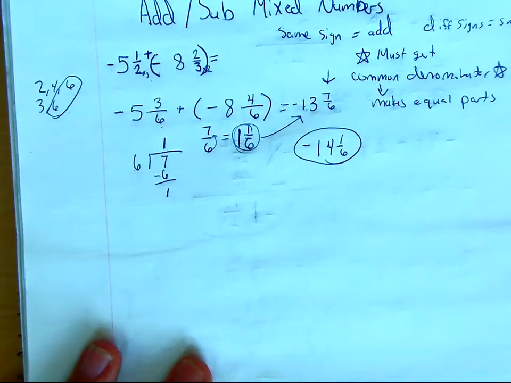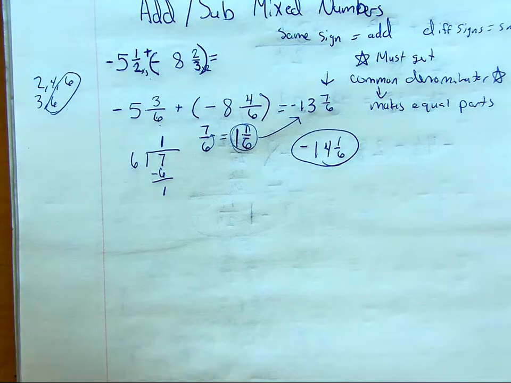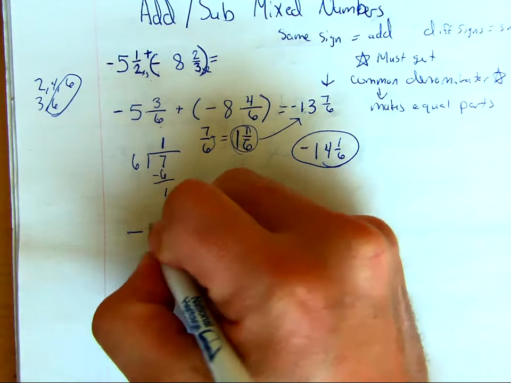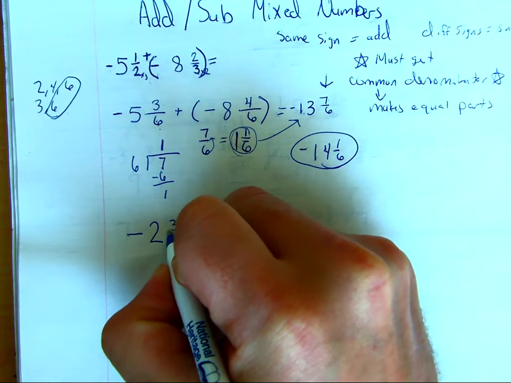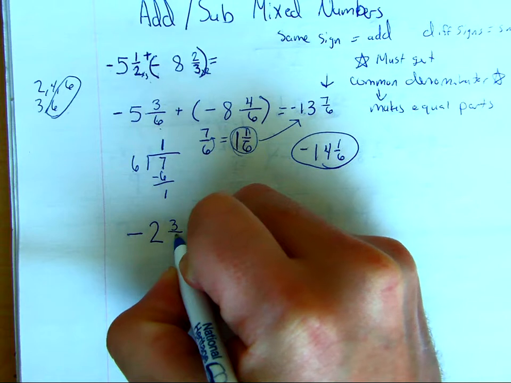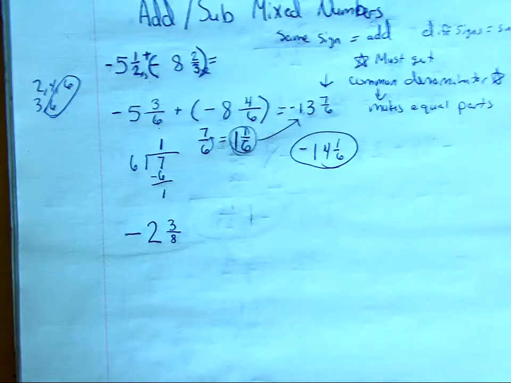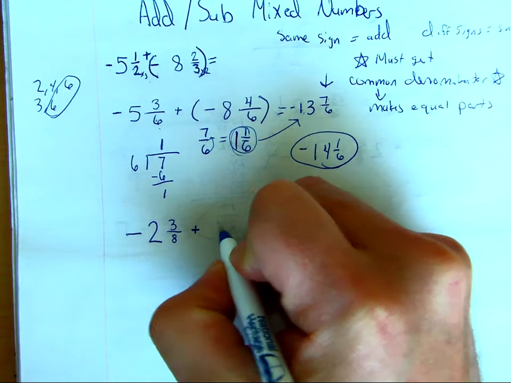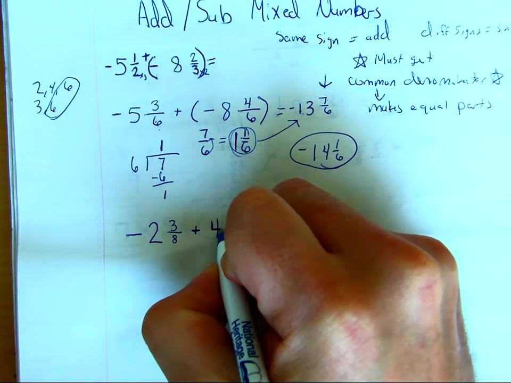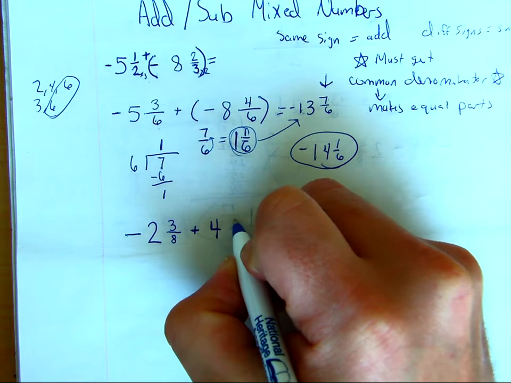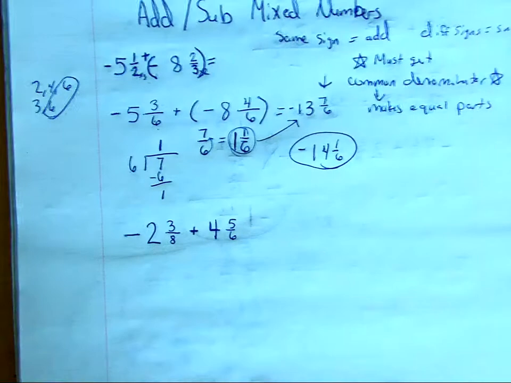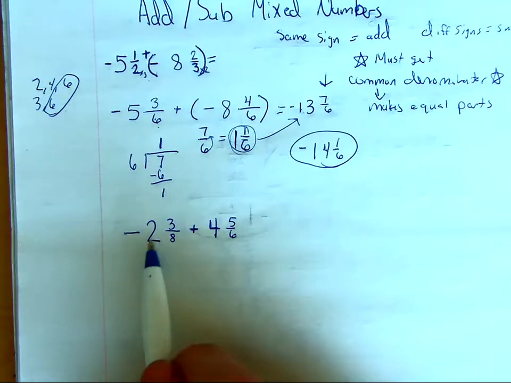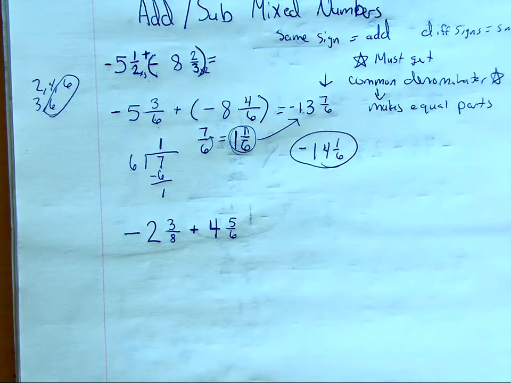A different one you might see is if one is positive and one is negative. So let's say a negative 2 and we'll say 3/8 plus 4 and we'll say 5/6. Okay, so I have a negative 2 3/8 plus 4 and 5/6.